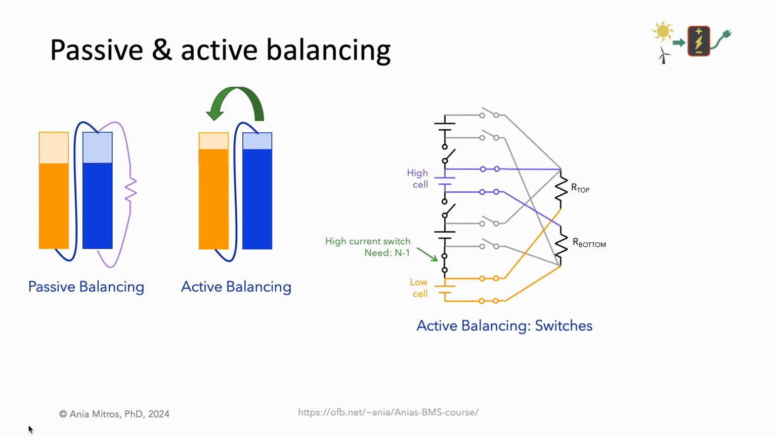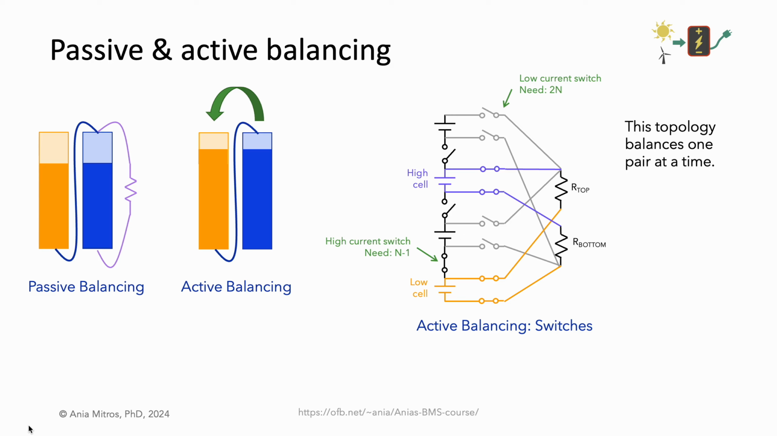If we have n cells, we need n-1 high current switches. By high current, I mean high enough to carry the maximum application current. So if this is a 200 amp hour battery that may be discharged at 1C, like a home energy storage battery, we need 200 amp switches. We also need 2N low current switches. These don't need to conduct the application current. They only conduct the balancing current.